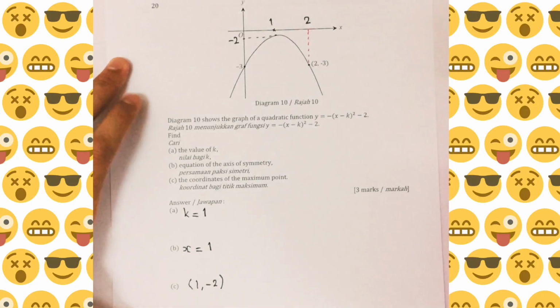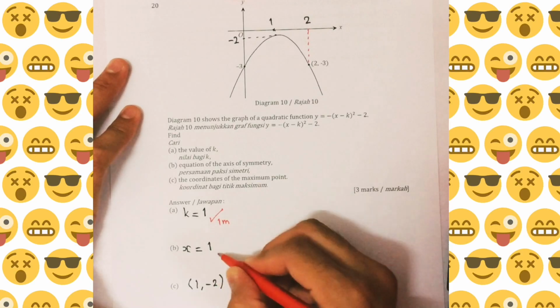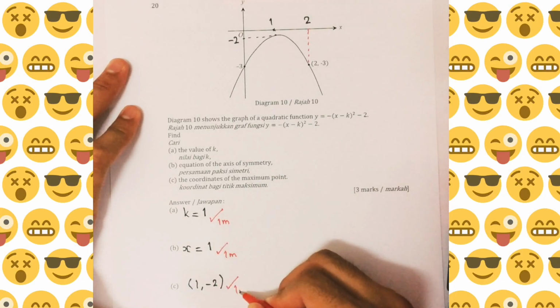So this is all the final answer marks. So you get 1 mark for each answer. So 1 mark here, 1 mark here, and the final answer is also 1 mark.